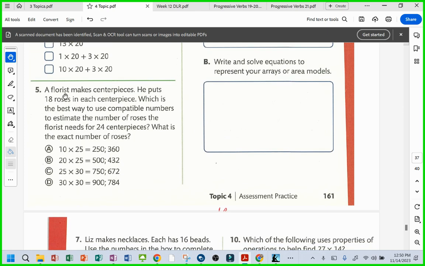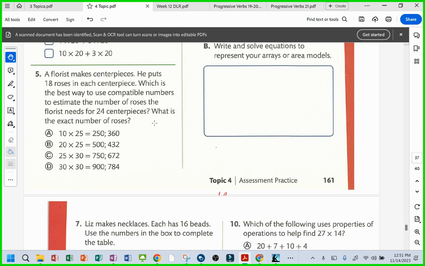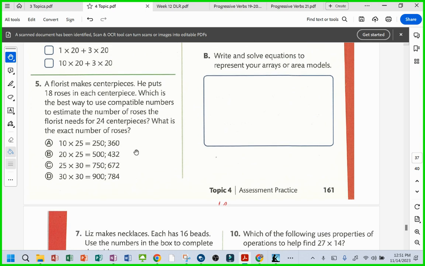A florist, that's the word there. Someone who works with flowers, that's what a florist is, makes centerpieces. He puts 18 roses in each centerpiece. Which is the best way to use compatible numbers to estimate the number of roses the florist needs for 24 centerpieces? What is the exact number of roses? So compatible numbers, what's 18 closest to? What's 24 closest to, right? We sort of already worked through that. Which one of these expressions shows the easiest compatible numbers?